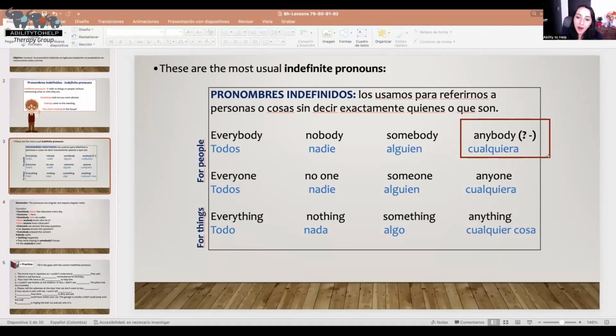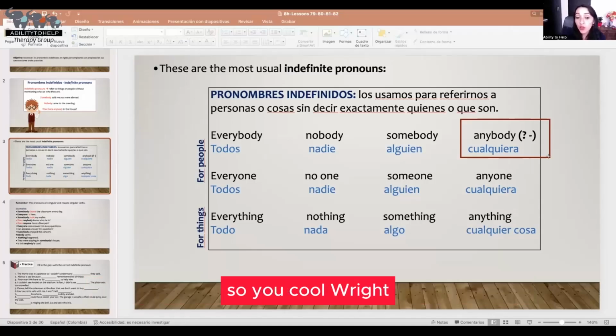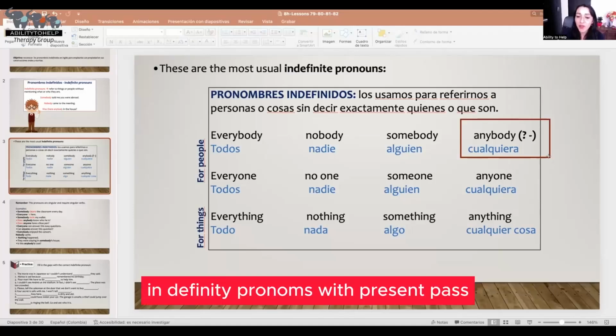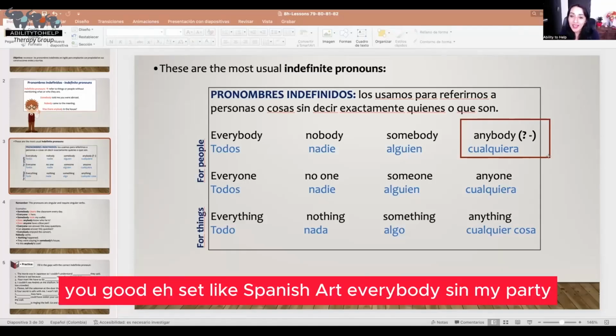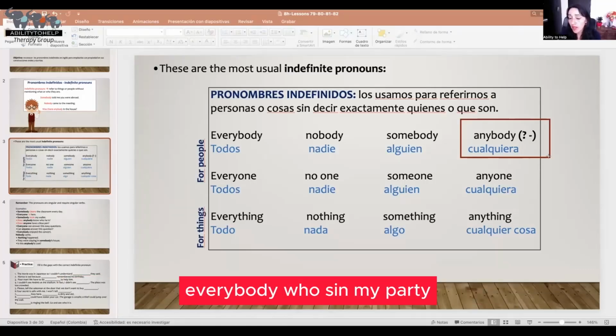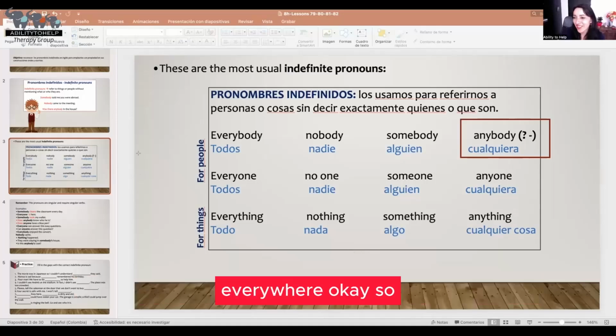Now, everybody, you could write everybody in affirmative sentences. So you could write indefinite pronouns with present, past, future. The time is not really important, because you could say, like in Spanish, everybody is at my party. Everybody was at my party. Everybody will be at my party. So you could add this kind of indefinite pronoun everywhere.